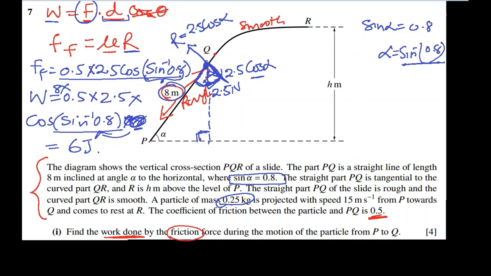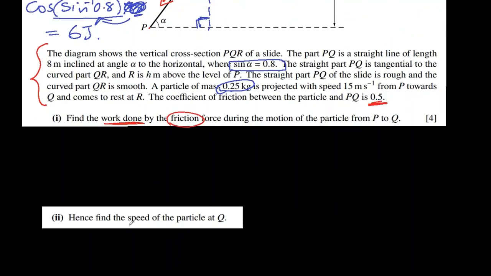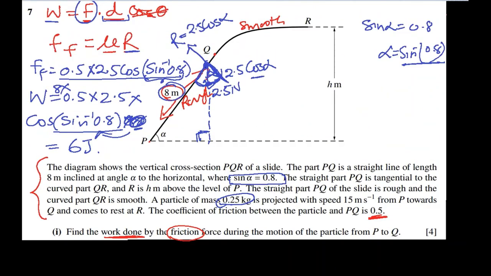Let's move on to the second part. Hence, find the speed of the particle at Q. Okay, that means QR is out of context, we just have to talk about PQ.